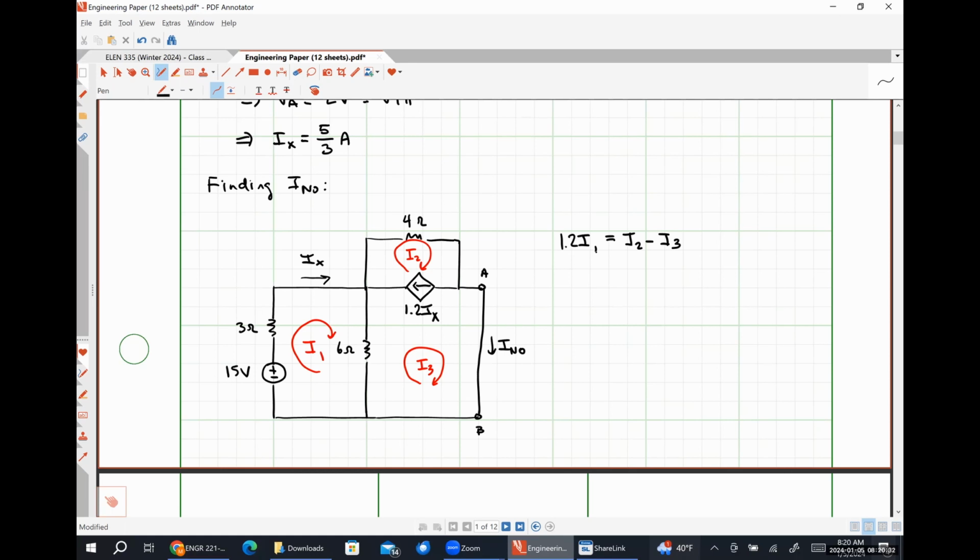Now let's do Kirchhoff's voltage law around our super mesh. So this will be super mesh 2, 3. So it looks like it's going to be 6 ohms times I3 minus I2 plus 4 ohms times I2 is equal to 0.